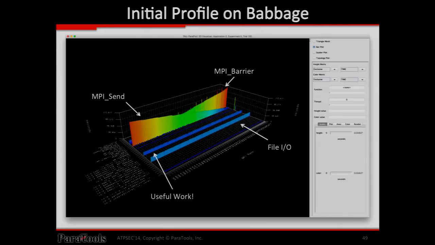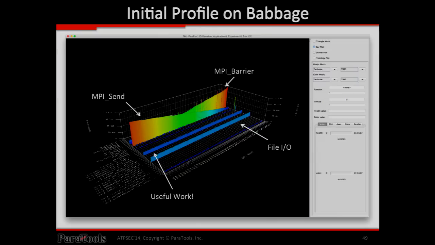Also, file I/O is fairly expensive. This little middle ridge there, that's the useful work. So the rest of this is all overhead, right? They're spending all their time moving data and talking and writing files instead of actually doing useful work. We look at this and realize that these calls are blocking MPI calls, so there's no overlap of communication and computation in their code.